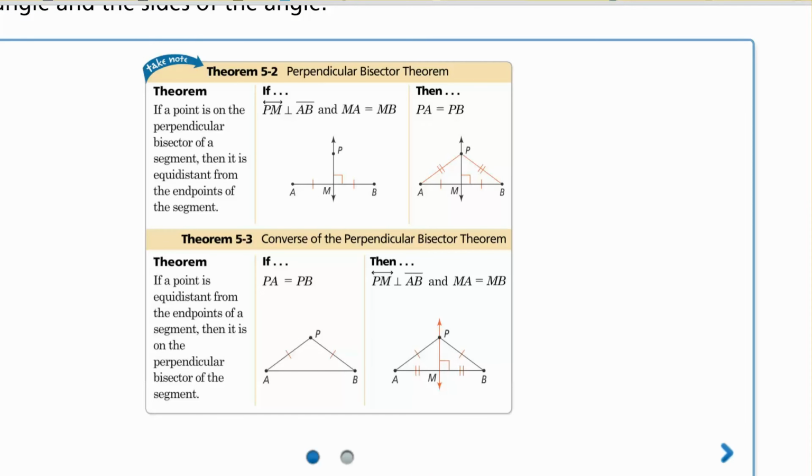And here are the two theorems. These come out of your book, from the key concepts. This would be something good to pause the video and get into your notes. That is theorem 5.2, the perpendicular bisector theorem, and then theorem 5.3 comes off of that. 5.2 is what we just talked about: if a point is on the perpendicular bisector of a segment, then it is equidistant from the endpoints of the segment. 5.3 is the converse, and that says if a point is equidistant from the endpoints of a segment, then it has to be on that perpendicular bisector. So take a second and write these into your notes, and we'll explore these a little bit more.